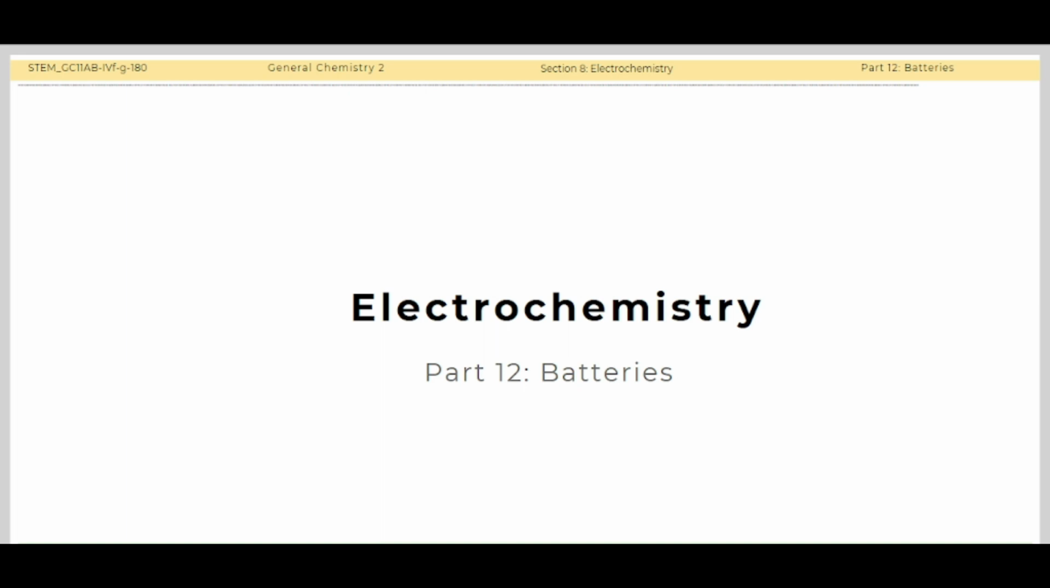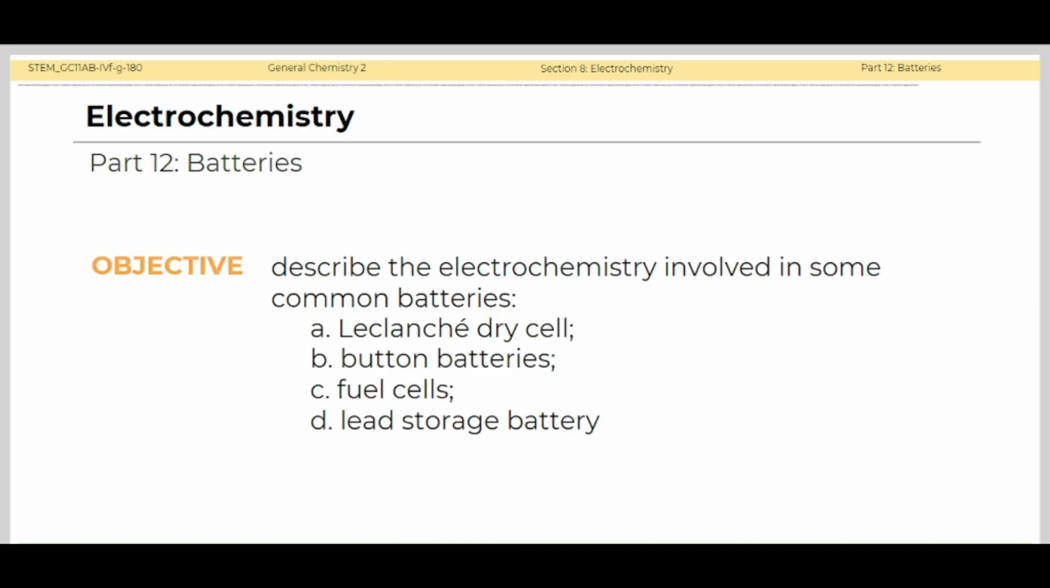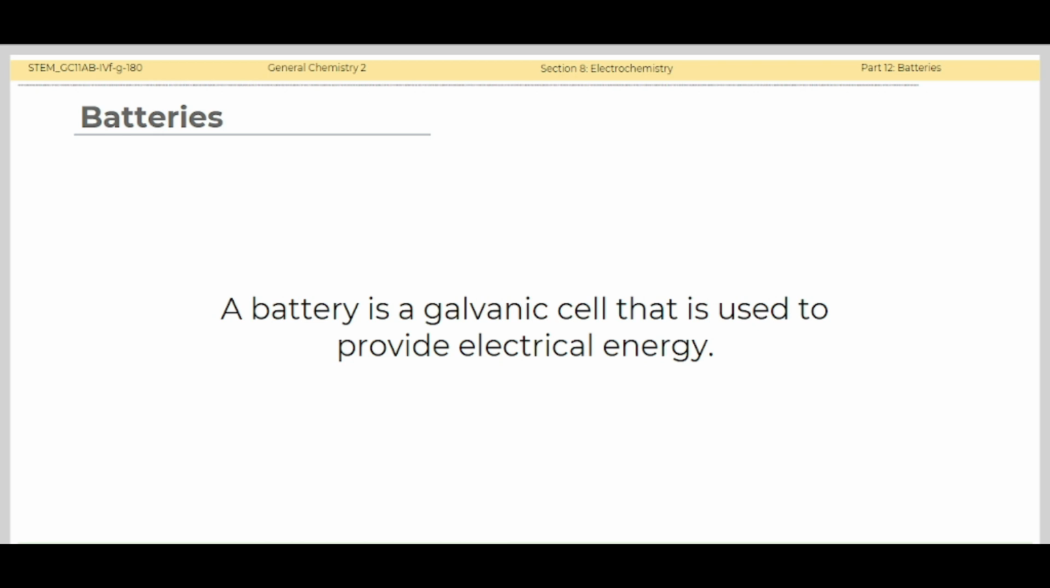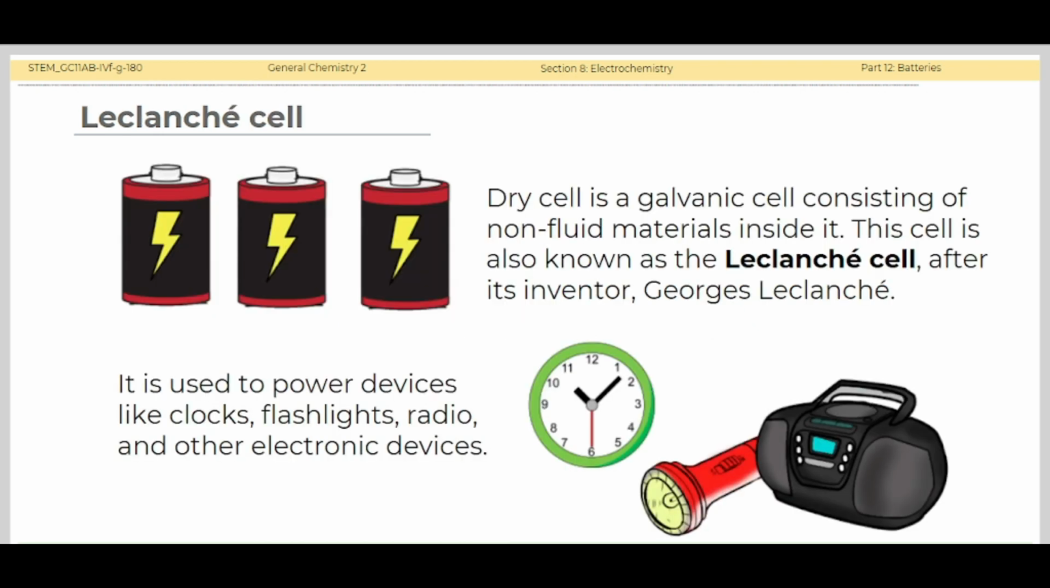Let's begin. In this lesson, we will describe the electrochemistry involved in some common batteries such as Leclanché dry cell, mercury batteries, fuel cells, and lead storage battery. A battery is a galvanic cell that is used to provide electric energy.